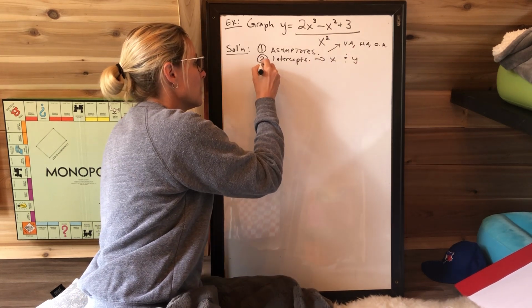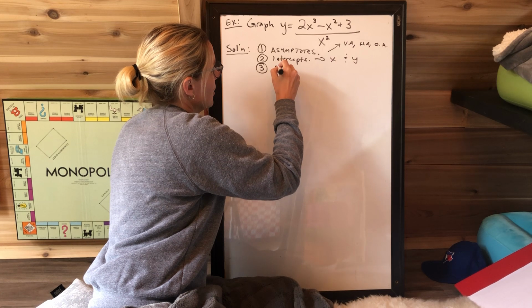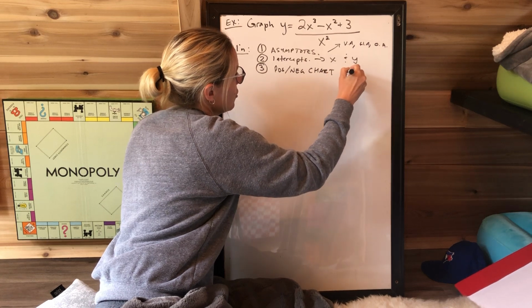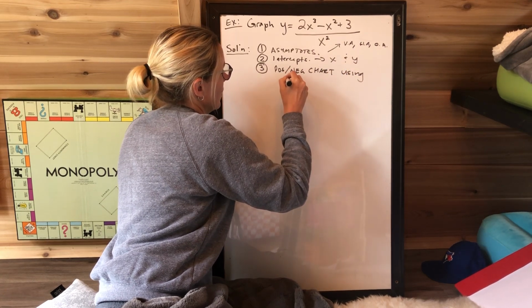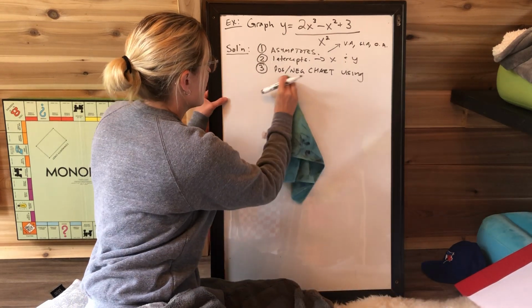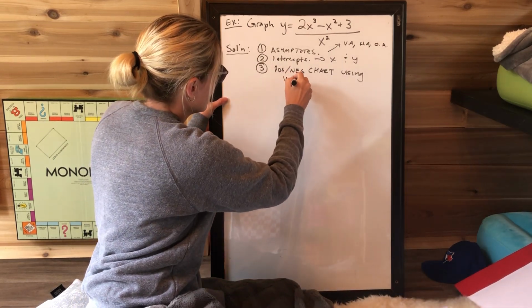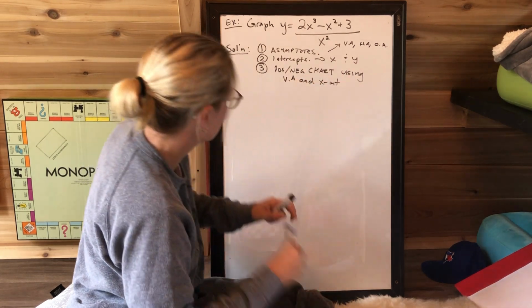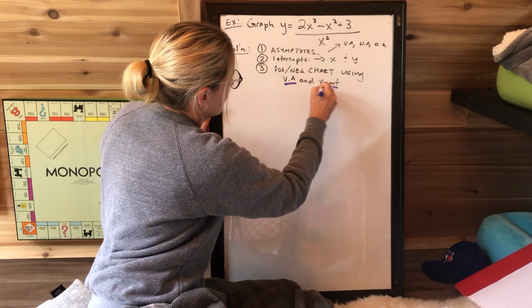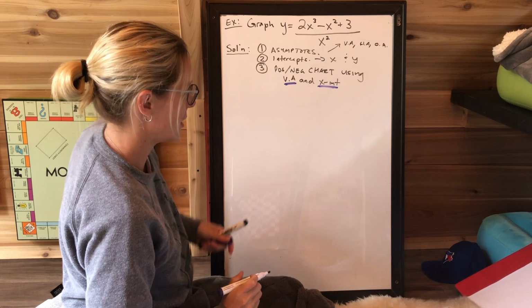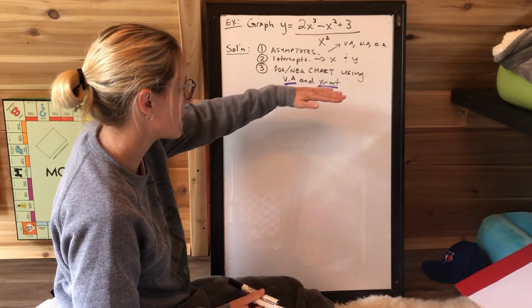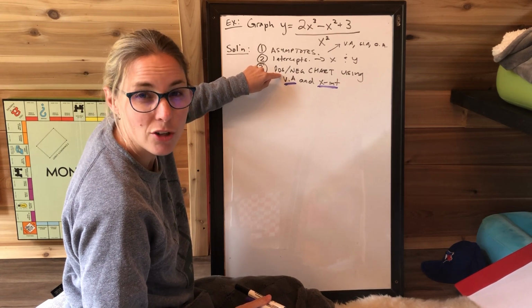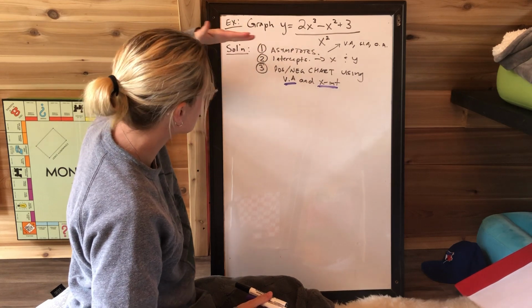And then 3, you're going to do the positive negative chart. And this is the key part, using vertical asymptotes and x-intercepts. That's the majority of the reasons why you have to find the asymptotes and the intercepts to begin with. The vertical asymptotes and the x-intercepts are going to determine your ranges in your positive negative chart that we did in chapter 4. But we're going to follow these 3 steps.